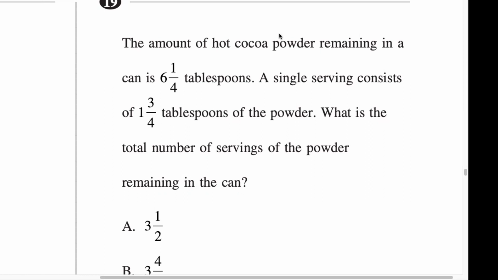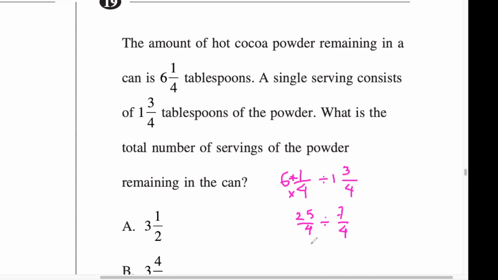This is a fraction operation problem, and we have to divide 6 1/4 by 1 3/4 to get the answer. For doing any kind of fraction operation, we have to convert these mixed fractions into improper fractions. For that, we need to multiply 6 and 4 and add 1 to that. That goes as your numerator. So 4 times 6 is 24, plus 1 is 25 over 4, divided by 4 times 1 is 4, plus 3 is 7. 25 over 4 divided by 7 over 4.